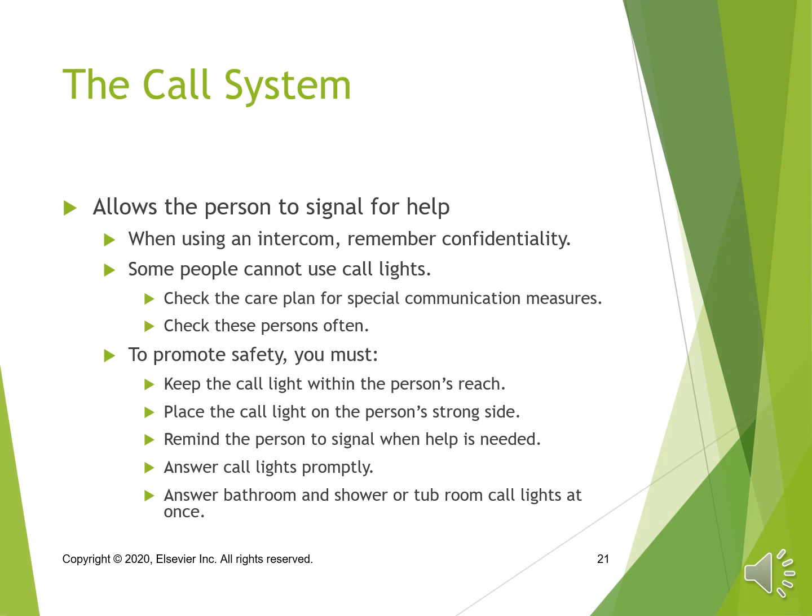Some call lights are turned on by tapping with a hand or fist. They are useful for persons with limited hand mobility. The person is taught how to use the call system when admitted to the center. Some people cannot use call lights. Examples are people who are confused or in a coma. The care plan lists special communication measures. Check these persons often. Review teamwork and time management, the call system, and the focus on communication in the textbook in chapter 16.